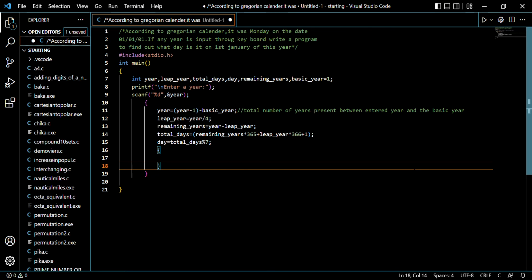So it's basically asking us to write a program in which the user is going to enter a year's value, I mean whatever year he wants, and we are going to find out what day it was on the 1st January of that particular year. So we'll get into the answer quickly.